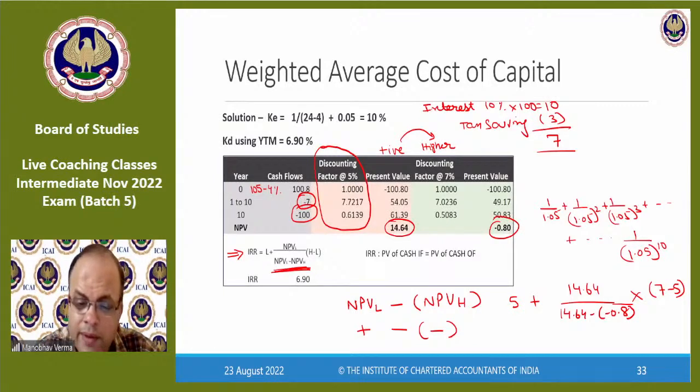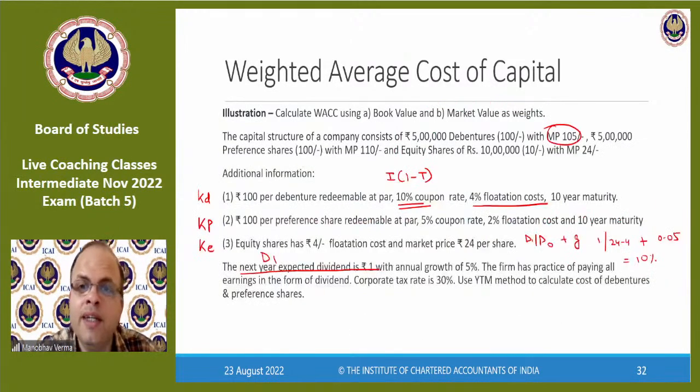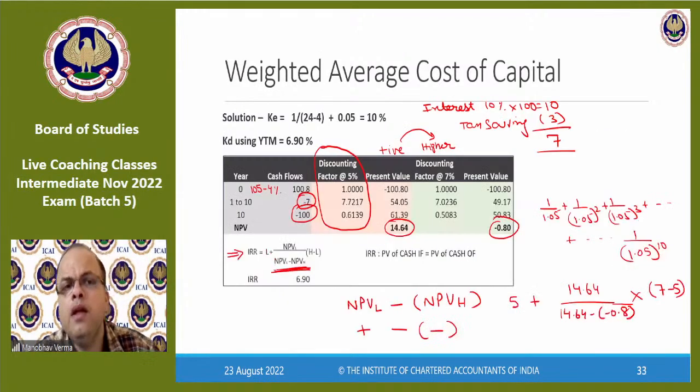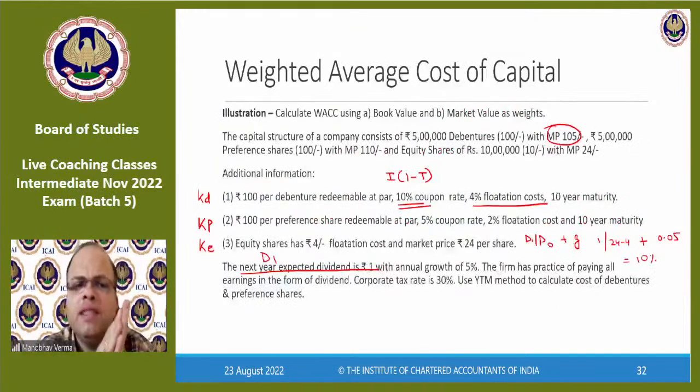Hiral says, why did we use this method? Hiral, did you see the call of the question, the last line? Use the YTM method to calculate the cost of debentures and preference shares. It will be given to you. Yeah. So guys, let's move to the cost of preference stock.